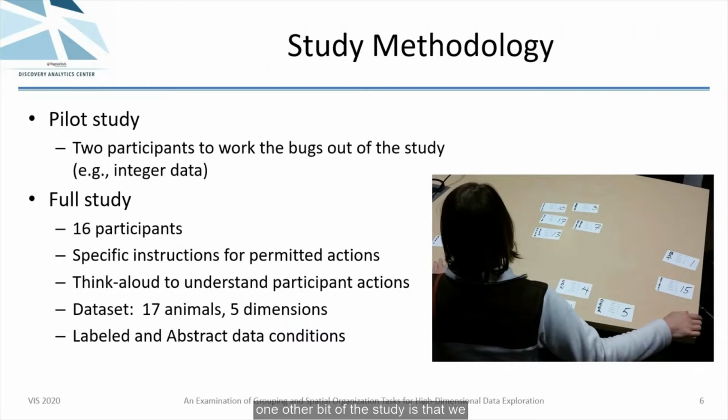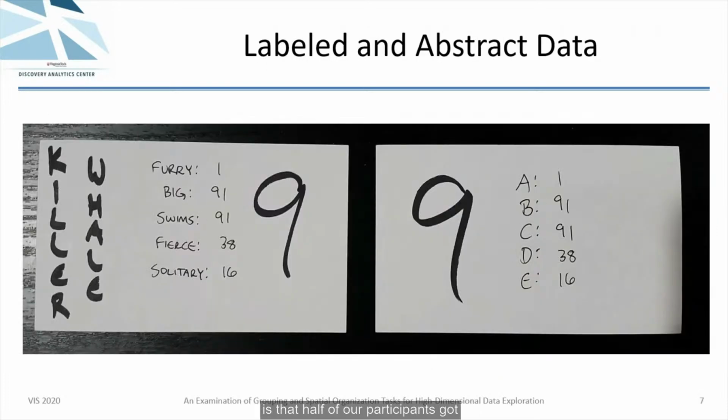One other bit of the study is that we had both a labeled and an abstract data condition. And what I mean by this is that half of our participants got cards similar to the ones on the left, where they knew what the data represented. They knew that an animal was the killer whale. They knew that the dimensions that were describing this animal were furry, big, swims, fierce, and solitary.